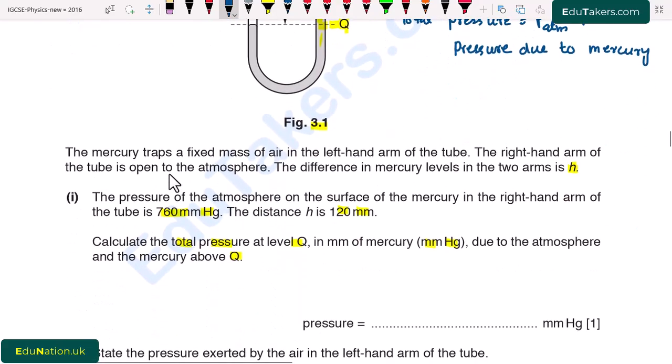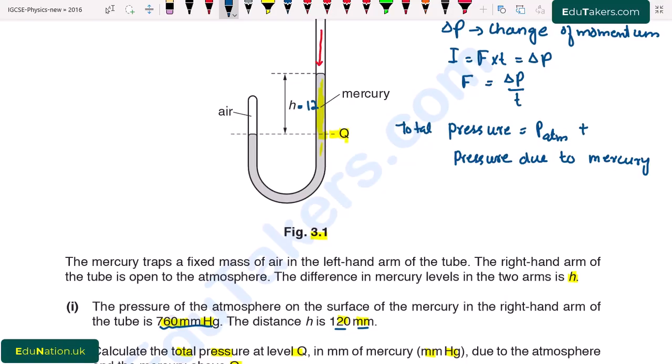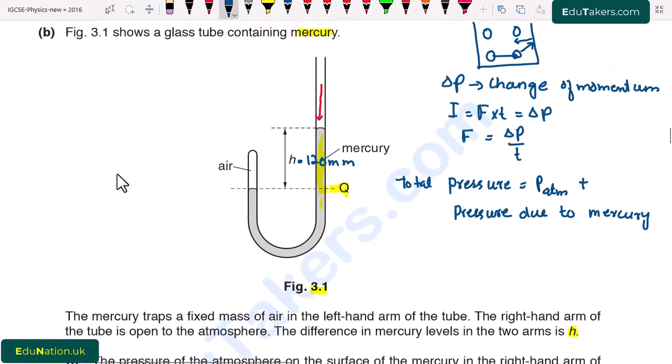The atmospheric pressure is given here, which is 760 millimeter of Hg, and the distance h is 120 millimeter. 760 millimeter Hg actually means that if there is a pressure exerted by the atmosphere, it will cause the mercury to rise in the barometer to the height of 760 millimeter.